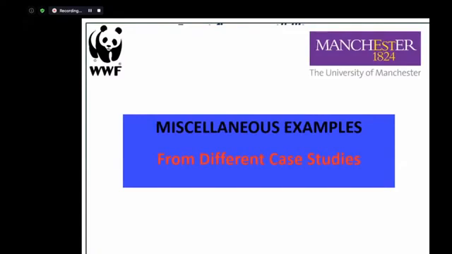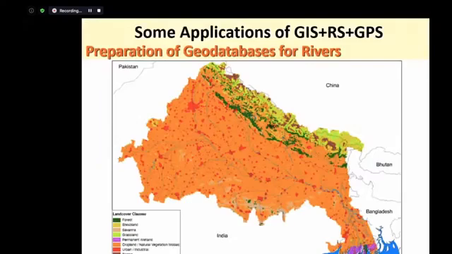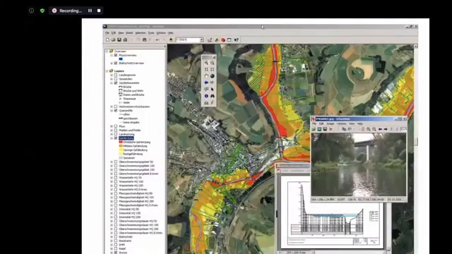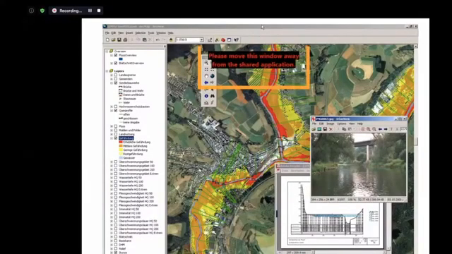Now I have completed my 5 case studies. I have a few more miscellaneous case studies. So we can also use GIS for river-based management or river-based studies. This is the flood basin modeling, river-based flood basin modeling. So we can use this kind of model or this kind of assessment for flood hazard assessment by using GIS.